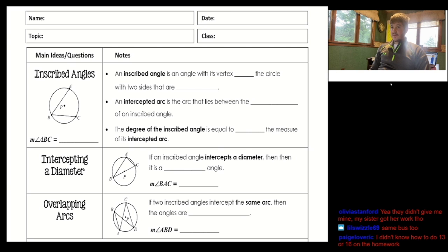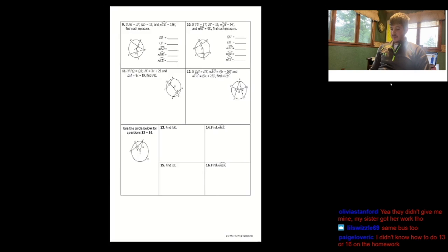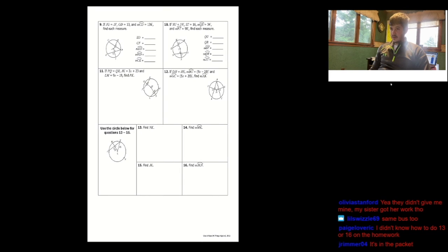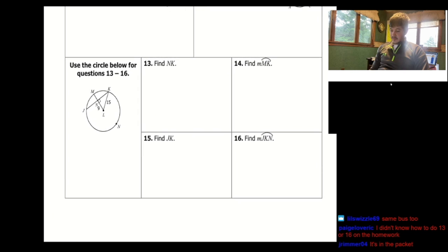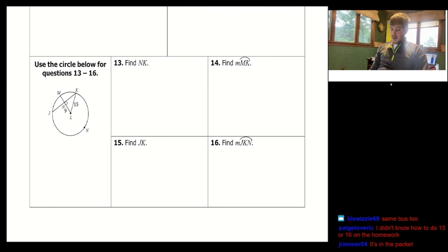13 and 16 on the homework. All right, let me do those first. 13. Just says that assignment is in the packet. All right, that's good. 13 and 16. So I'll just quickly go over these.